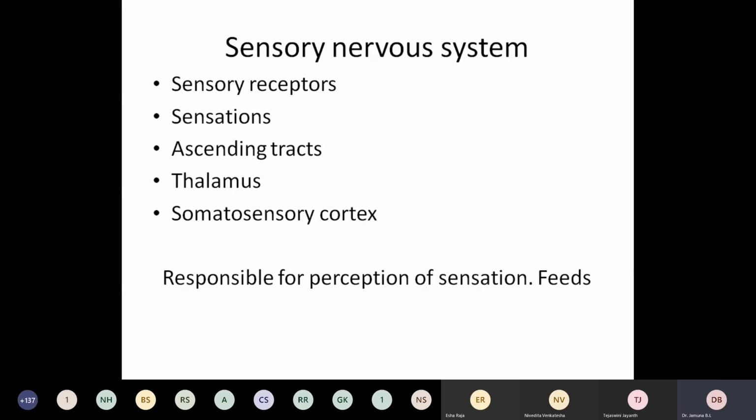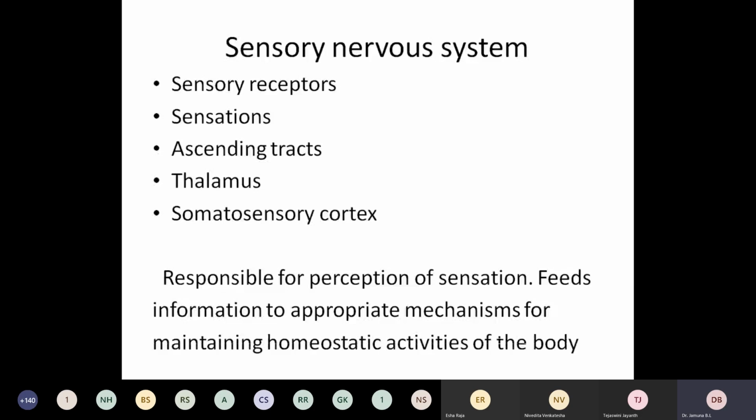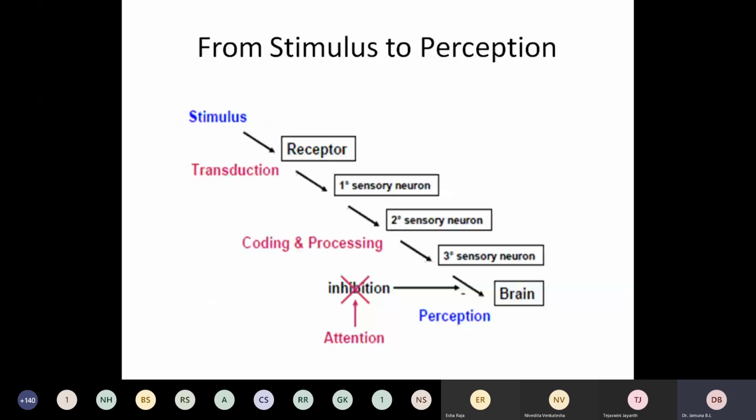All these components of the sensory nervous system are responsible for the perception of sensations. They feed the appropriate information to the appropriate mechanisms. This constant feeding of information is required. Why? Because it is needed to maintain the homeostatic activities of the body.